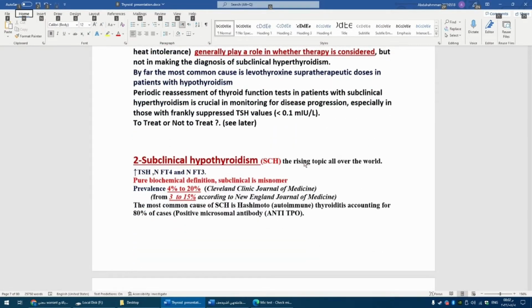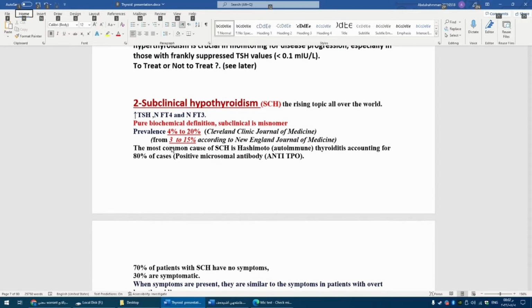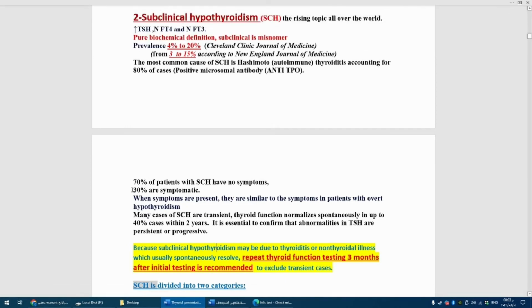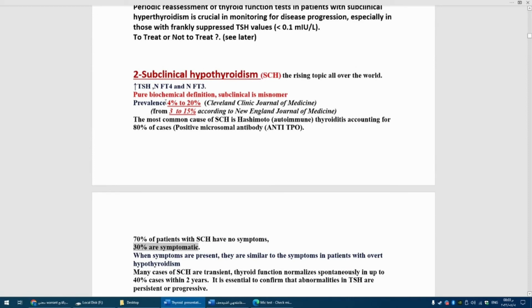Subclinical hypothyroidism, it is a rising topic all over the world. It's a mild thyroid failure with isolated elevation of TSH, normal free T4 and free T3. Subclinical hypothyroidism is a pure biochemical definition: high TSH, normal free T4, normal free T3, and not a clinical definition. Subclinical is a misnomer. Some patients may be asymptomatic, while 30% of patients have symptoms. The disease has a relatively high prevalence.